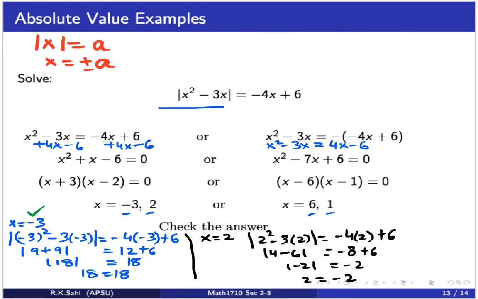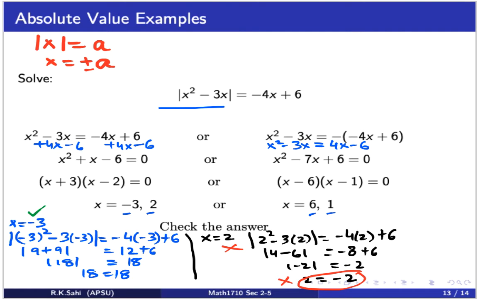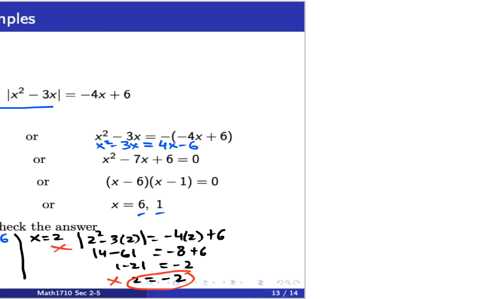No way, that is not possible. We all agree with that. So this is not the answer. Now I have to check 6 and 1. I'm going to take it to the other side of this page so that we have more space to write.